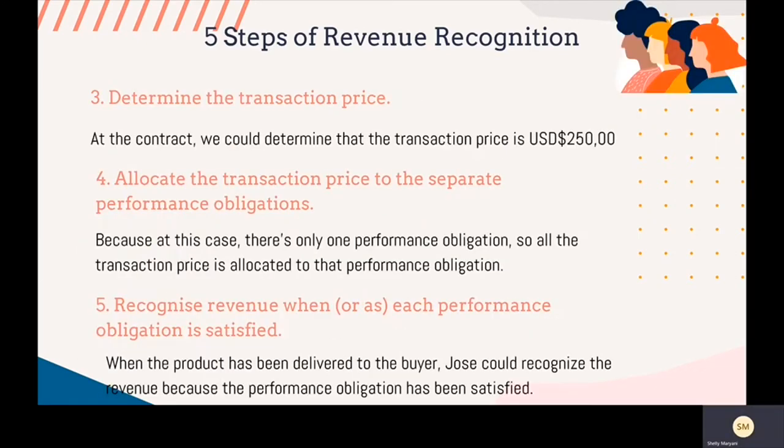The third step is we should determine the transaction price. The contract clearly states that the transaction price is $250. The fourth step is we should allocate the transaction price to the separate performance obligations. Because in this case there's only one performance obligation, we can easily allocate the transaction price to it. The last step is we should recognize revenue when or as each performance obligation is satisfied. So, Josh could recognize revenue after he delivered the treadmill to Julie.